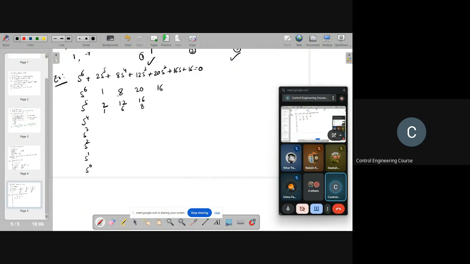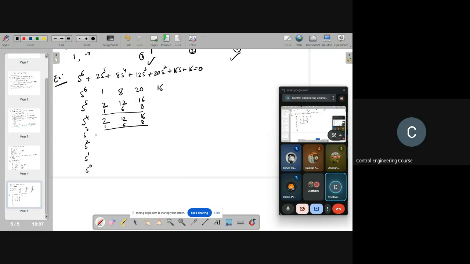1 into 8 minus 1 into 6 divided by 2, that means 8 minus 6, that means 2. Then 1 into 20 minus 8 divided by 2, you will get 12. Then again, this is 16 directly. That means this one and this one are the same. After removing the common factors, it is 1, 6 and 8. So this row and this row both are the same.